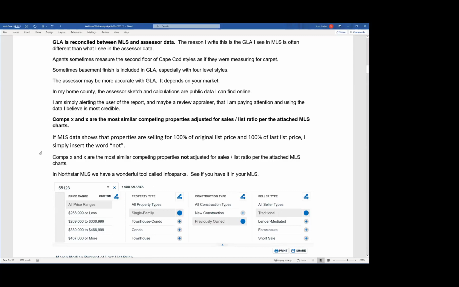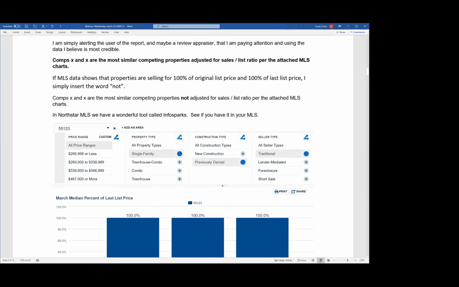So that's the first thing I want to get straightened out as I'm reconciling data and using it in my report. The next thing I say, and now here I'm referring to comps X and X, those are the maybe a pending and a listing. These are the market comps. They're the most similar competing properties adjusted for the sales list ratio per the attached MLS charts.